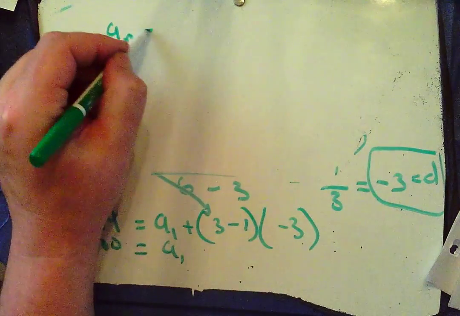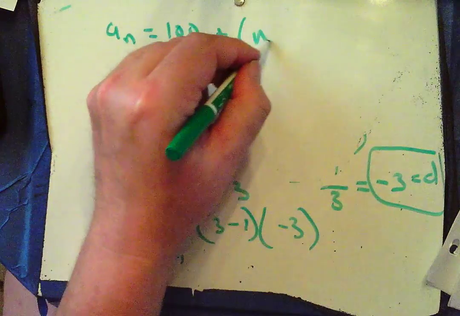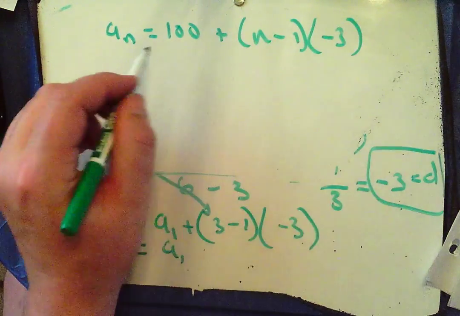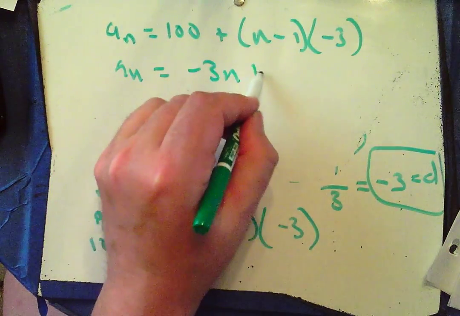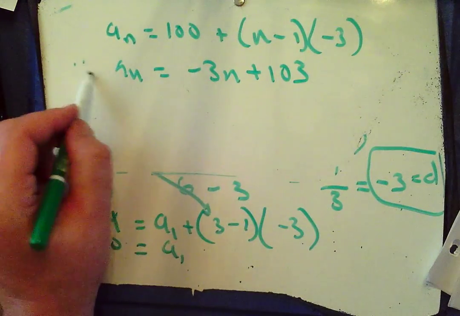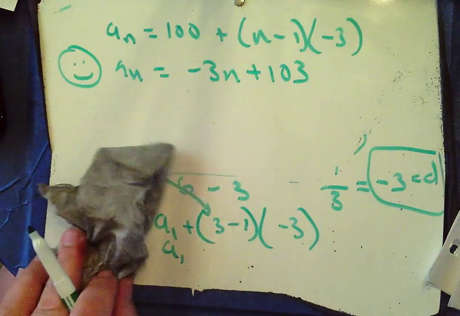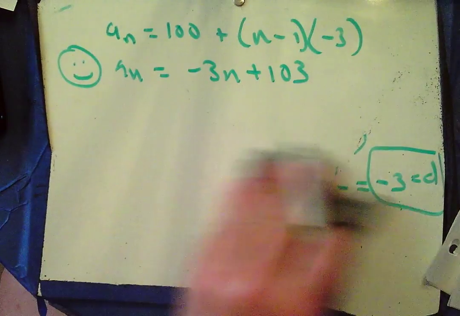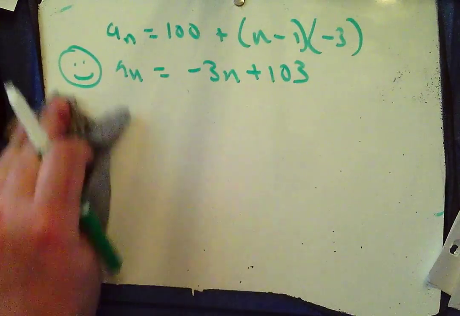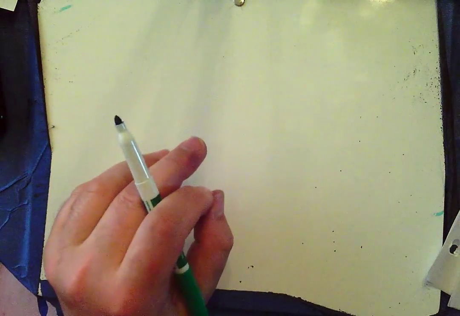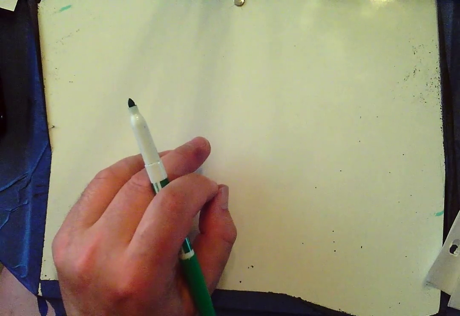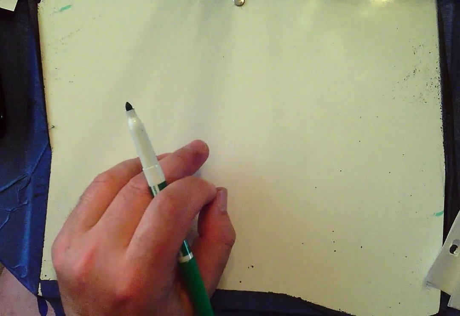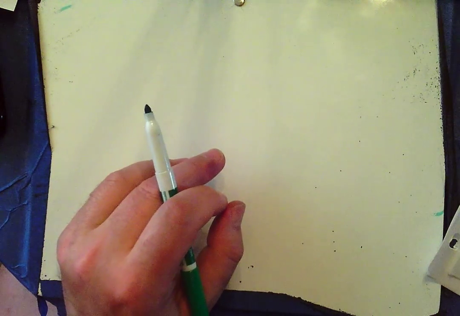Okay, so can we make this rule now that we know a sub 1 is 100 and d is negative 3? Sure, we can say a sub n equals 100 plus n minus 1 times negative 3, or a sub n equals negative 3n plus 103. Ta-da! Even when the sequence values aren't next to each other, if we know it's an arithmetic rule, we can certainly apply what we've learned both in this video about arithmetic sequences, but also with our algebra knowledge about linear equations and their slopes. We can apply that knowledge to help us out here.